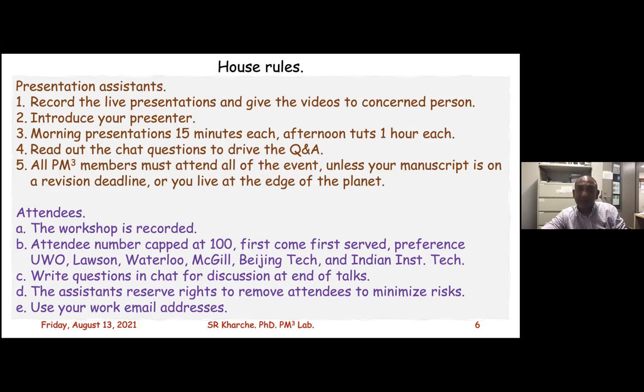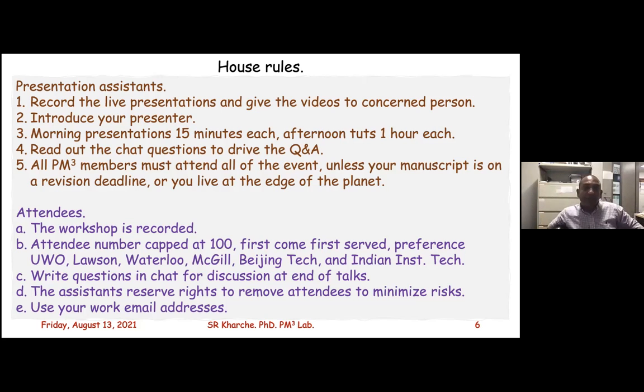As far as attendees are concerned, please be aware that the complete workshop will be recorded. Attendee number may be capped at 100 if we reach an attendance of 100. Right now we are sitting at 15, so we have plenty of space. But I thought that preference would also be given to Western University, to Lawson, to members of Waterloo, to Beijing Tech, and everyone else who has registered formally. Please, all attendees, write your questions in the chat, and we will have a presentation followed by a question and answer format throughout the workshop.